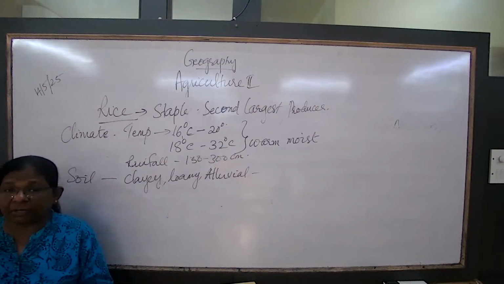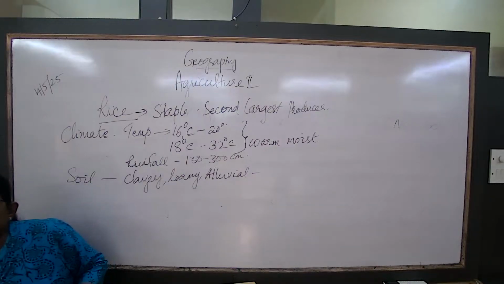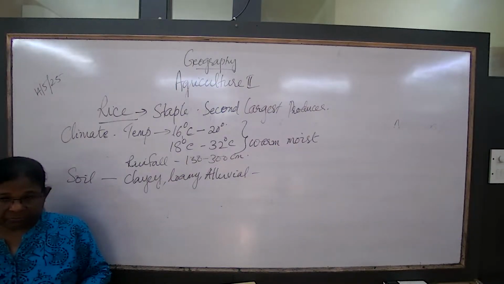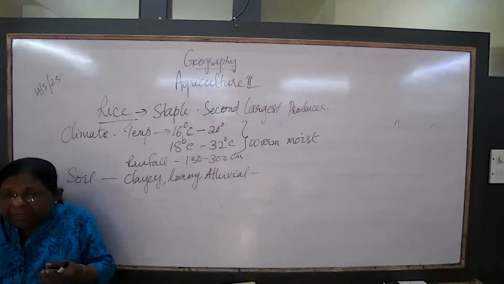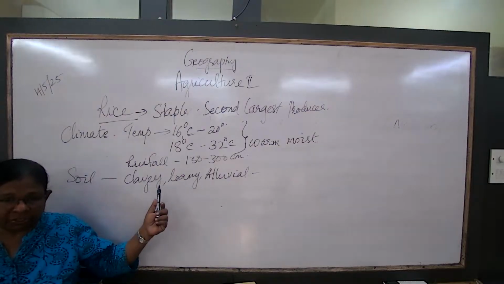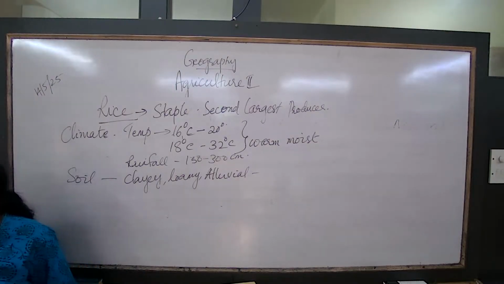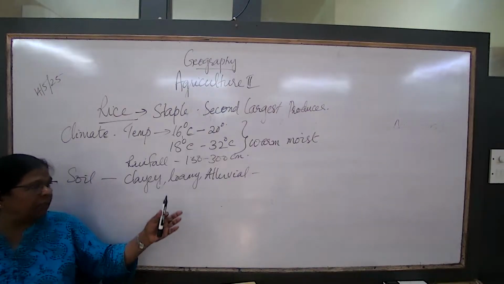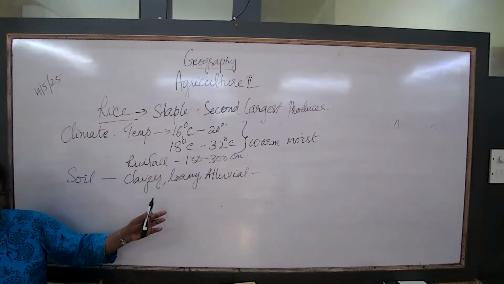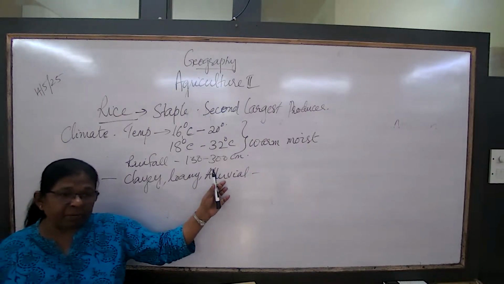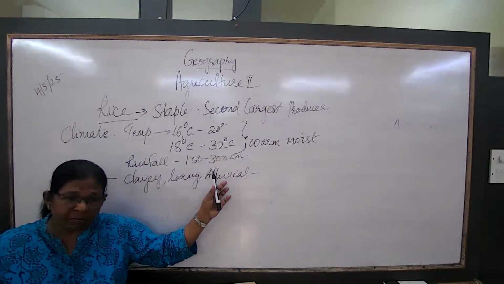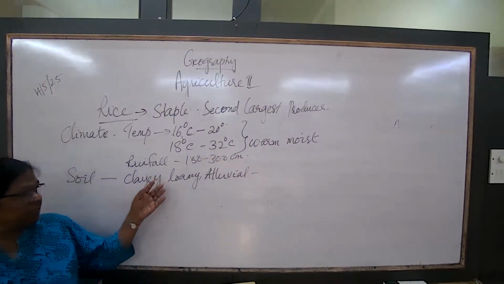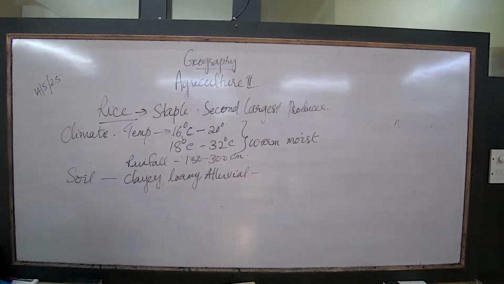And loamy soil is the soil which has subsoil moisture. Topsoil may be a little dry, but the subsoil moisture is there. Such kind of soil is loamy soil. Then alluvial, we know that on the banks of rivers, as a result of deposition by rivers, alluvial soils form. These are the types of soil required.